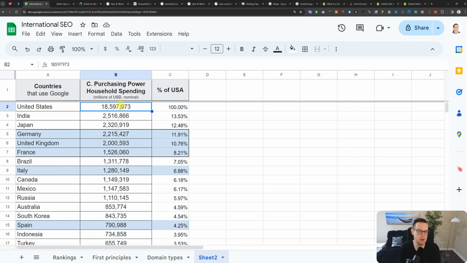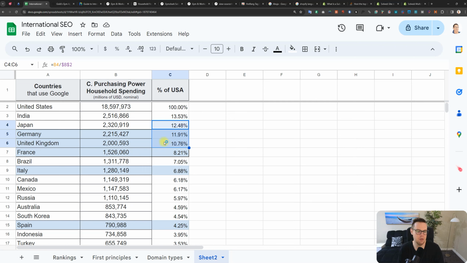United States is leading by far, and this is essentially the money that households are spending each year. This data is from 2023, and it's in millions of USD. We can see here that I've put United States as the benchmark, meaning that I've compared all other countries to that. So India essentially has 13% of the household consumer spending power that the US has. And then you've got Japan and Germany leading with about 11 and 12% there.